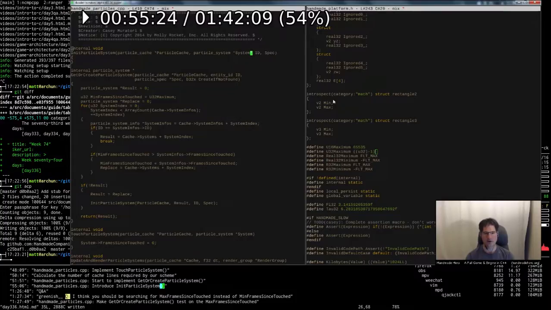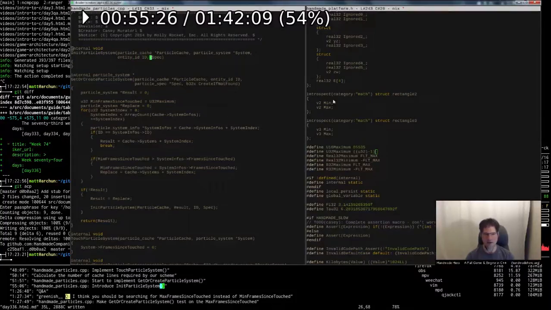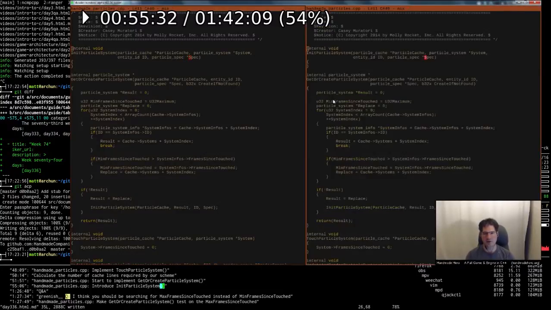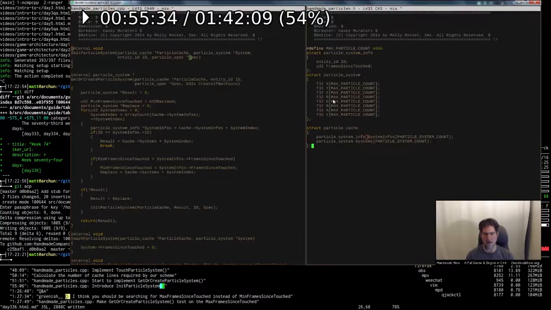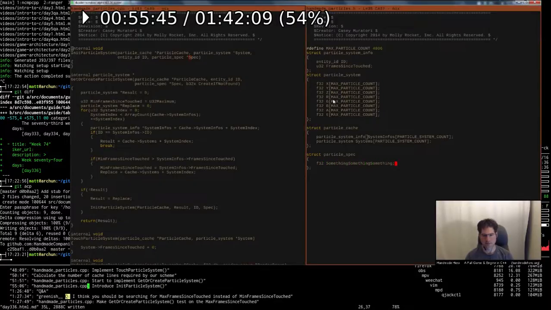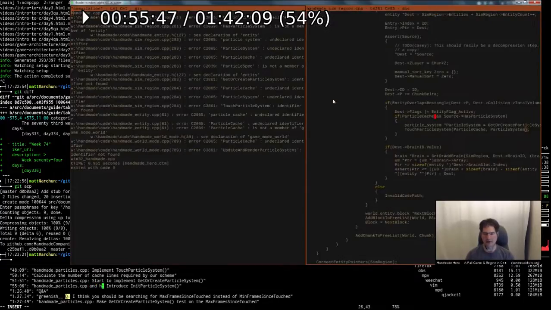So here's the particle system, here's the entity ID, and here's the spec that we will use to actually implement it, right? And for the moment, particle spec is just going to be empty. We don't know what it is. But we'll get to that later.